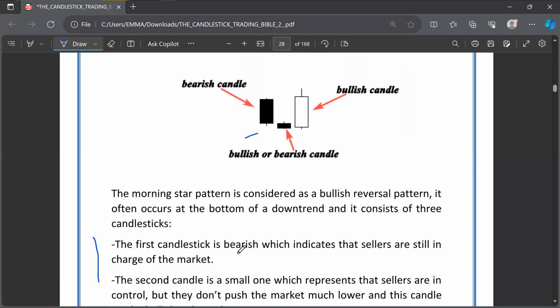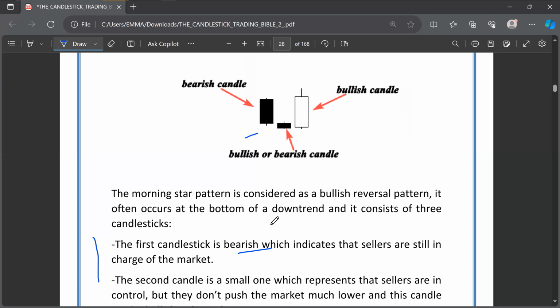is bearish, right? Get that? The first candlestick is bearish, which indicates that sellers are still in charge of the market, because it is bearish, right? Meaning the market is moving downwards at the moment that we saw it.